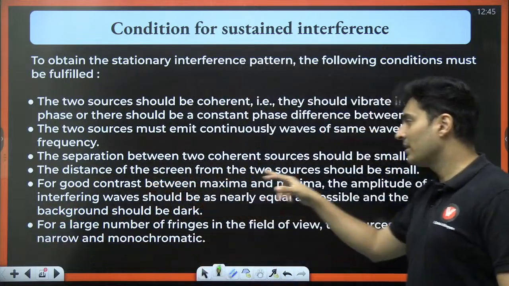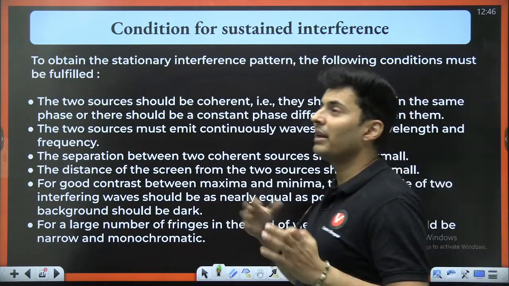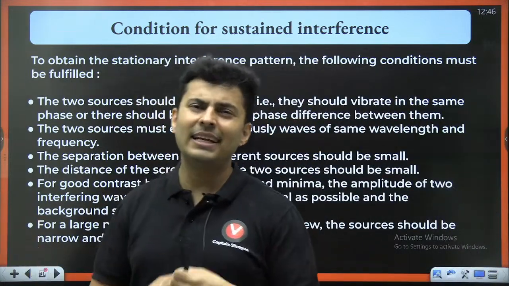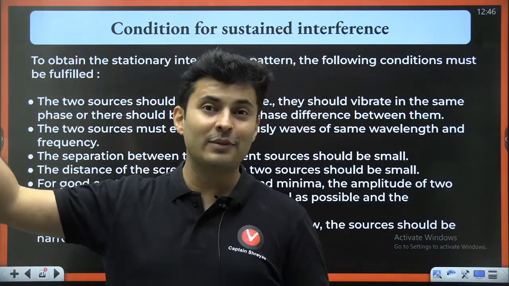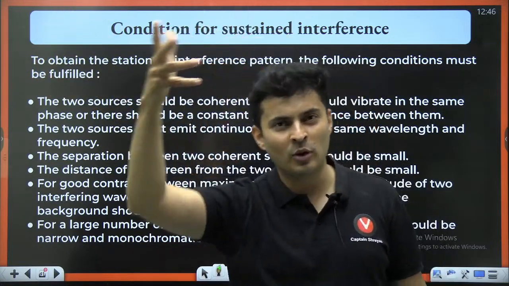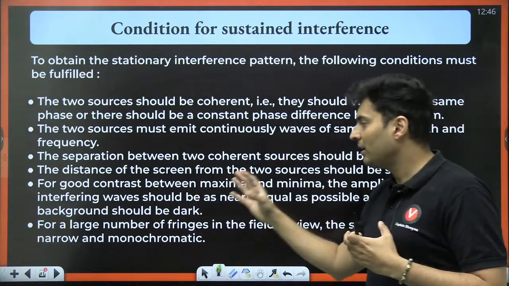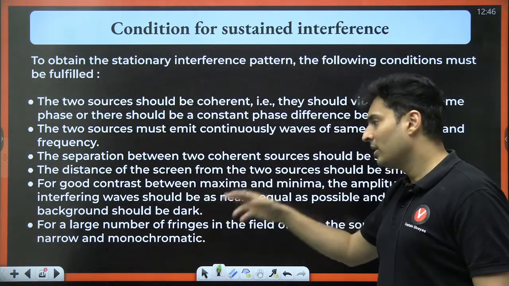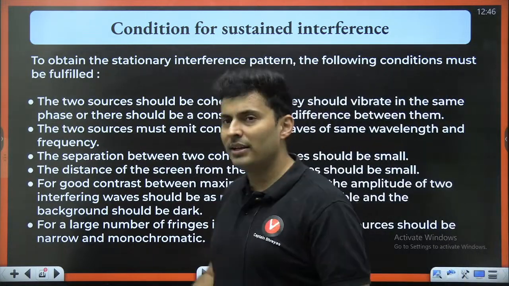Like for light, the screen is kept at a decent distance, not very far, because when you go very far, the intensity will only go off. Like for sound also, if you are trying to measure the interference very, very far, sound will die out by the time you reach there. That is more of common sense. If you want a good contrast between maxima and minima, amplitude should be very close to each other and the background should be dark. For light, for sound, the background means there should be no other noise which is coming on.